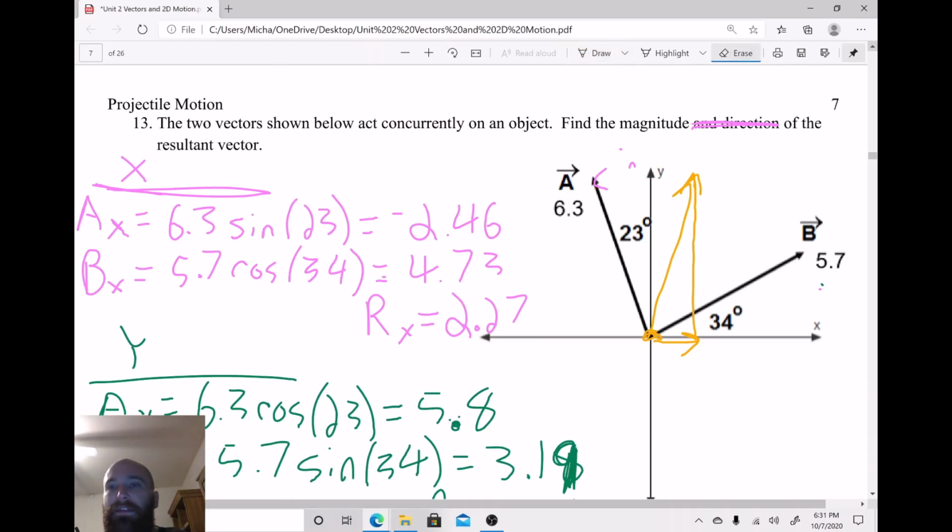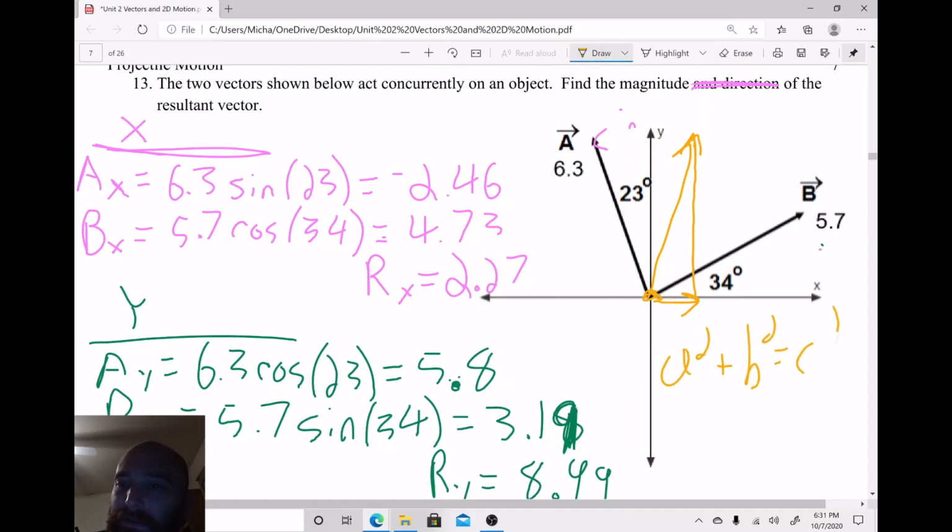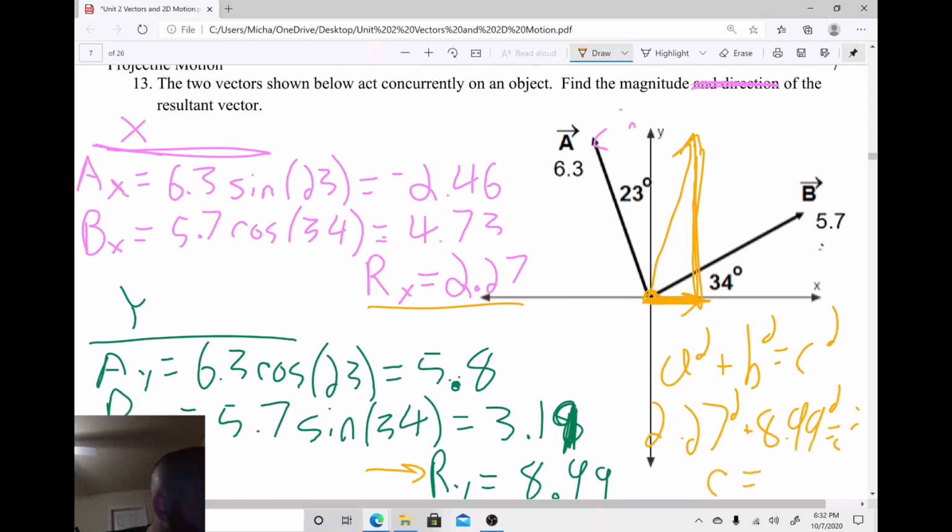Okay, so to find that resultant, we've got a right triangle. Again, it's terribly drawn, but it is a right triangle. Which means to find that resultant, we can do a squared plus b squared equals c squared. Our two components are the 2.27 and the 8.99 that we found down here. So 2.27 squared plus 8.99 squared equals c squared. I got c is equal to 9.27.